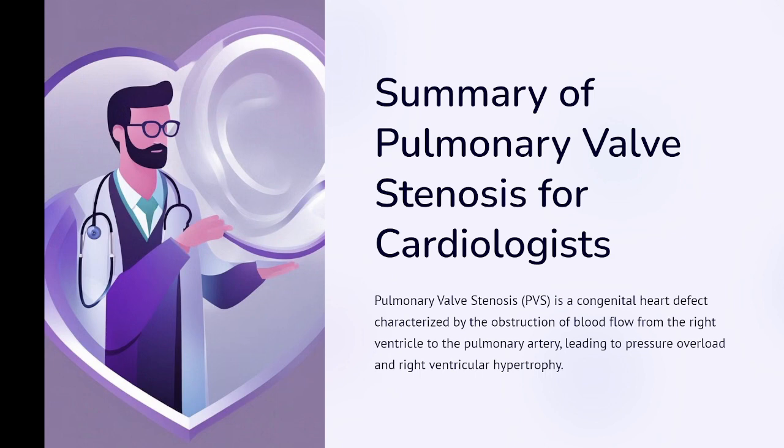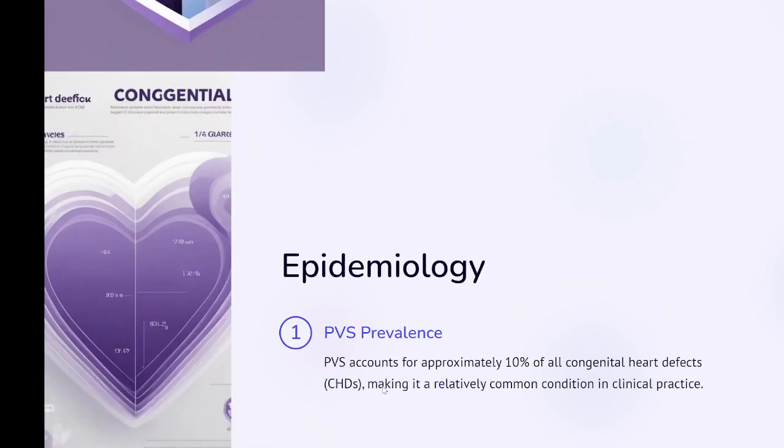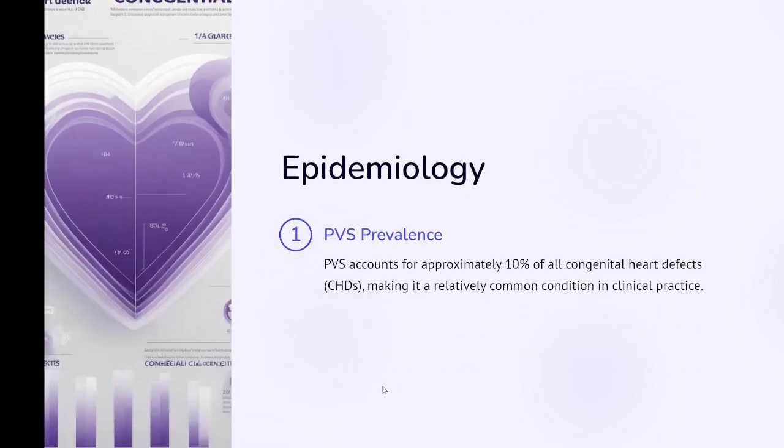Summary of pulmonary valve stenosis for cardiologists. Description: pulmonary valve stenosis, PVS, a congenital heart defect characterized by the obstruction of blood flow from the right ventricle to the pulmonary artery, leading to pressure overload and right ventricular hypertrophy. Epidemiology: PVS accounts for approximately 10% of all congenital heart defects, CHDs, making it a relatively common condition in clinical practice. Pathophysiology: the obstruction at the pulmonary valve leads to increased resistance against right ventricular outflow during systole, resulting in right ventricular pressure overload and subsequent hypertrophy.